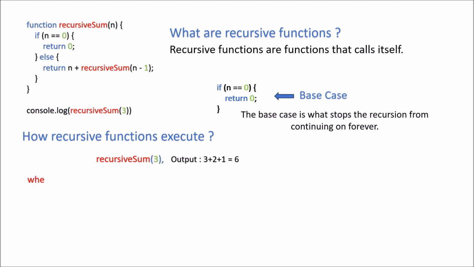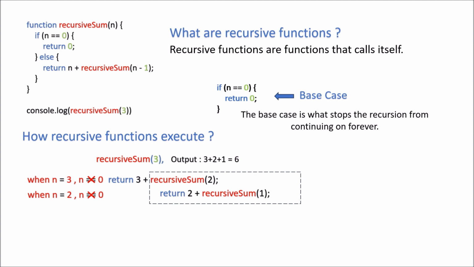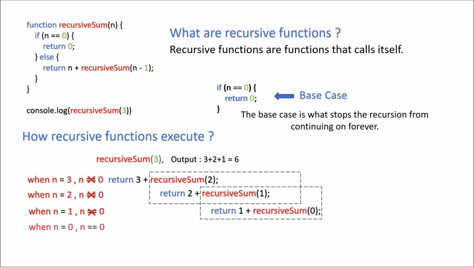When n equals 3, n is not equal to 0, thus the function will return this value. Similarly, when n equals 2, n is not equal to 0, thus the function will return this value. Similarly, when n equals 1, n is not equal to 0, thus the function will return this value. Similarly, when n equals 0, n is equal to 0, thus the function will return the base value 0.